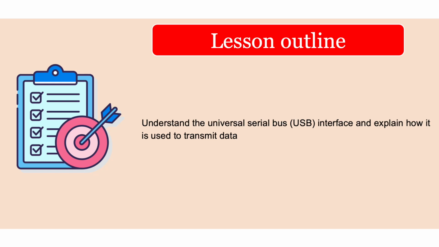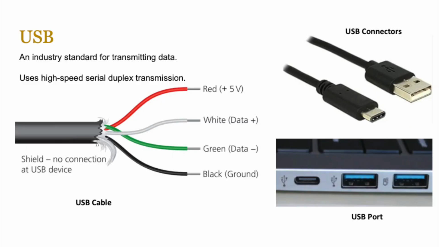Welcome back. In this lesson, we're going to be looking at Universal Serial Bus, commonly known as USB. We're going to be exploring the ports, the interface, and explaining how it is used to transmit data. USB, or Universal Serial Bus, is an industry standard for transmitting data. It uses high-speed serial duplex transmission. Data is transmitted on a single wire, one after another.